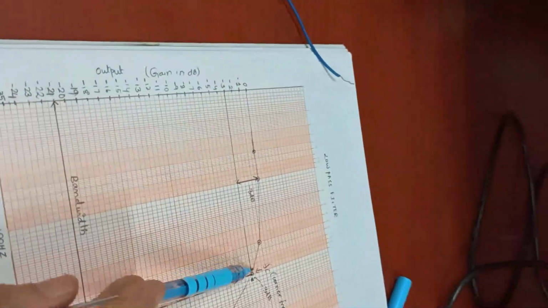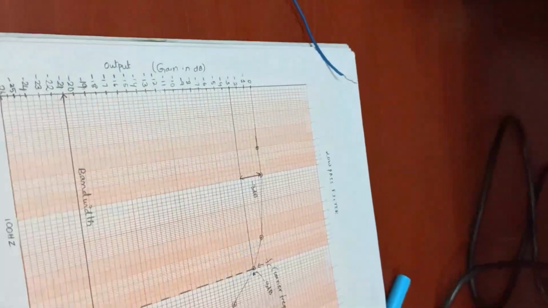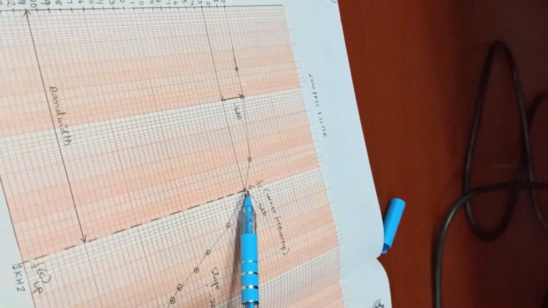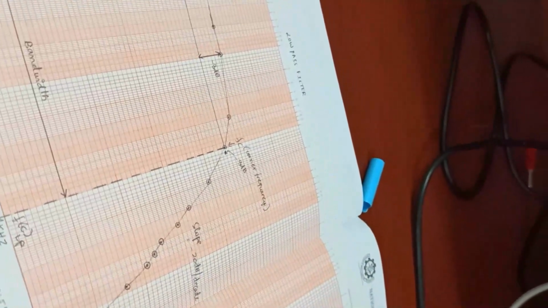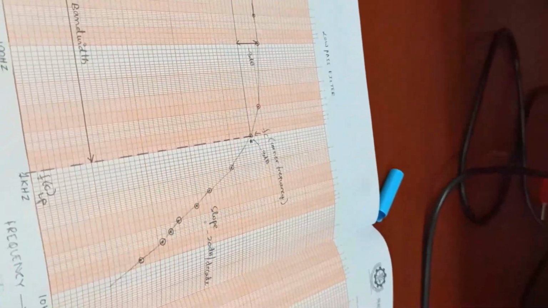From the maximum point, you come down 3 decibels. From there, with the help of a scale, you just draw a straight line. You will see that this straight line will intersect this curve at a particular point. Okay, this particular point is called the critical frequency or the cutoff frequency or the 3 dB frequency. From this point, you just draw a straight line downwards. This particular frequency is called the cutoff frequency.